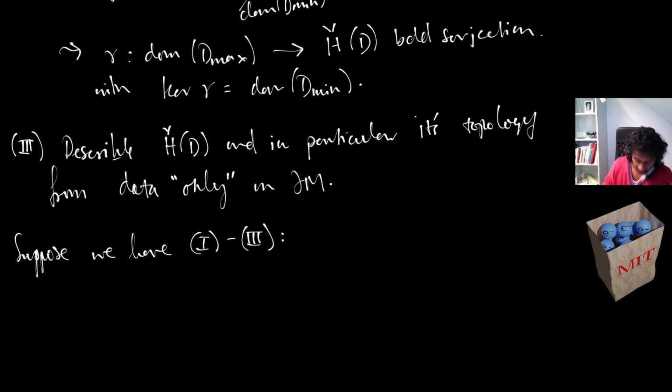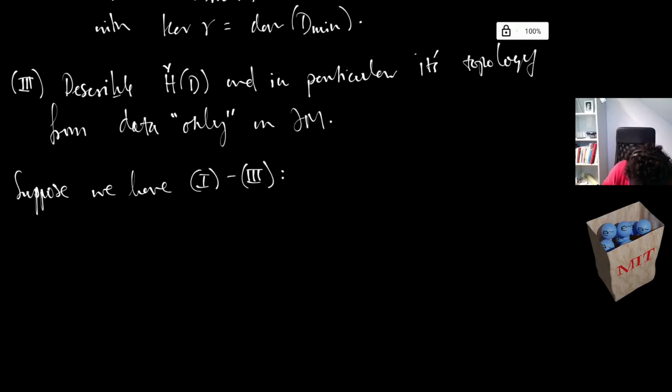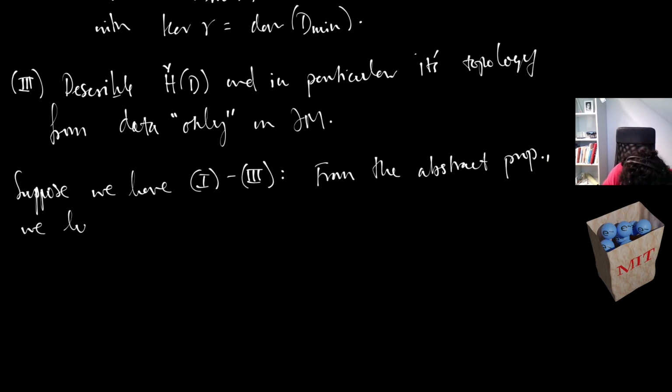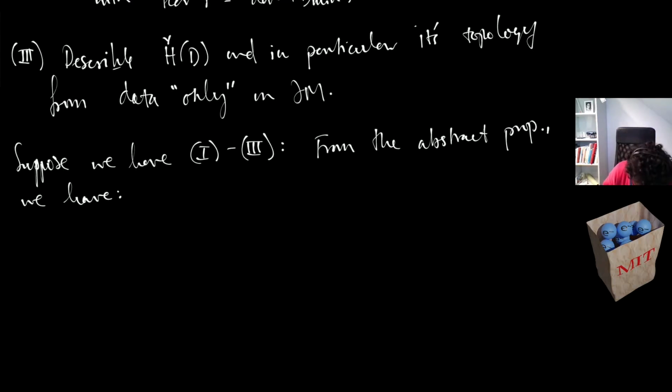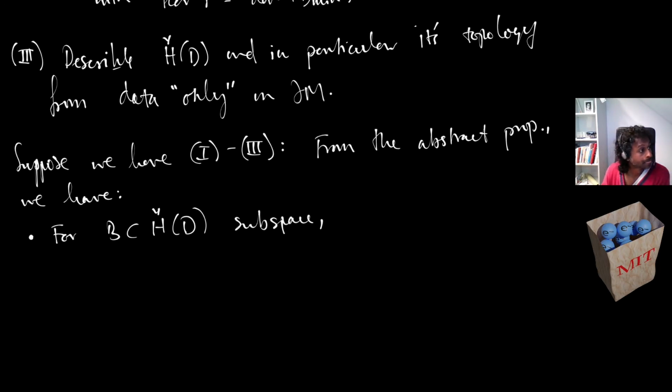From the abstract proposition, we have this, right? Let me just really spell it out. We have the following. For B, some subspace of H check of D, define dom dB.